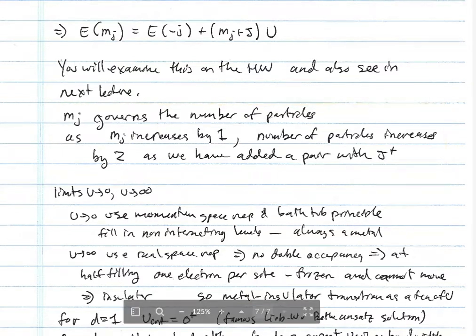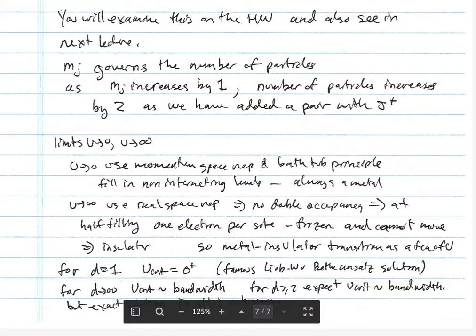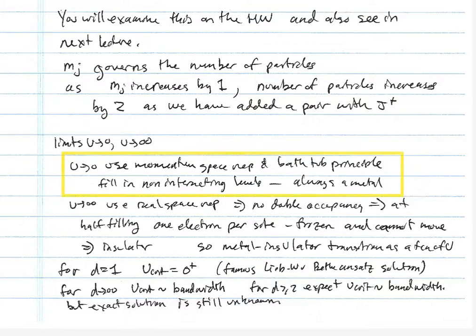We're going to end by looking at what happens in the limits U goes to 0 and U goes to infinity. When U goes to 0, we use the momentum space representation and the bathtub principle. That's what you studied in solid state physics when you looked at band structures, how you fill in band structures, and degenerate Fermi gases. We just fill in the lowest levels and it will always look like a metal unless I've completely filled the entire band, which would correspond to having twice the number of lattice sites in electrons.